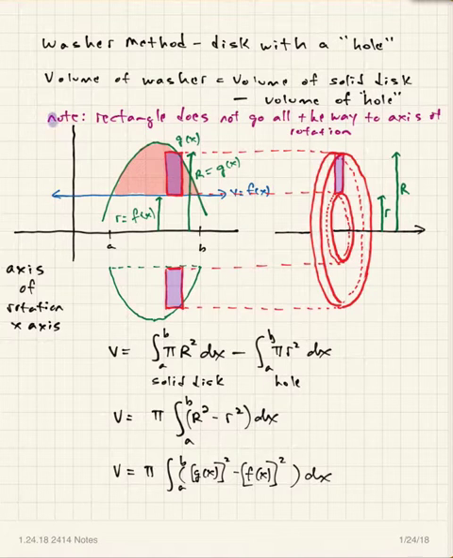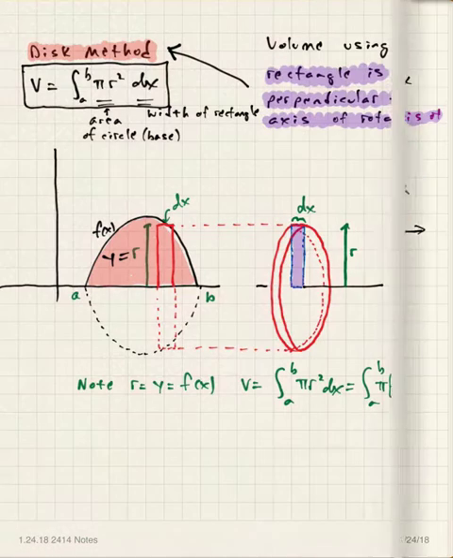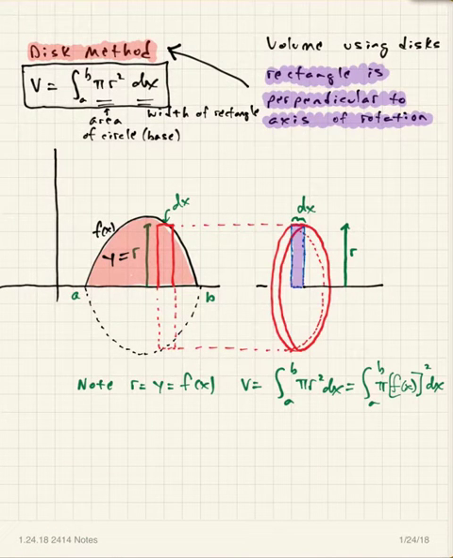And notice I've got that already written on here. So I'm going to highlight that, because it's important that the washer method is really the same as the disk method, except that the rectangle that you've got does not go all the way to the axis of rotation. Notice that the rectangle is perpendicular to the axis of rotation, which is the x-axis, but it doesn't go all the way to the x-axis like this previous picture did right here, where this rectangle went all the way to the x-axis right there.